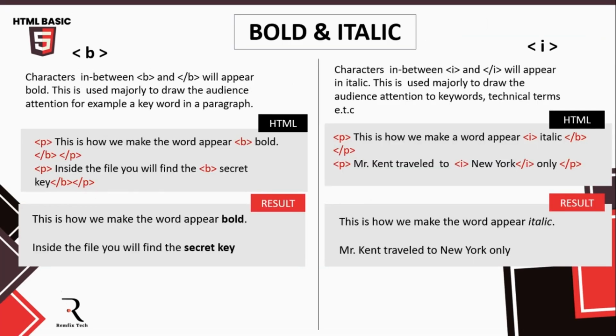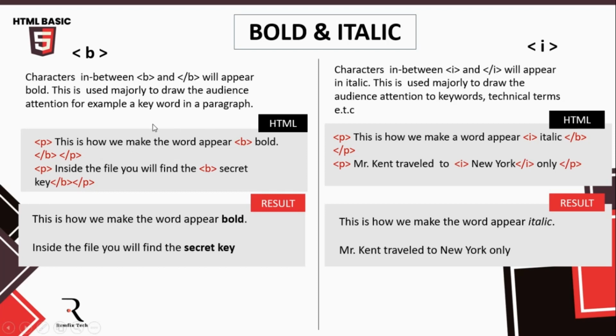All right, so the first one we're going to look at is bold and italics. To make content bold, use this particular B tag, which stands for bold. The characters between the opening bold tag and the closing bold tag will appear as bold. This is used majorly to draw the audience's attention, for example, to a keyword in a paragraph. If you observe the snippet of code that I drew here, we have an opening paragraph and a closing paragraph.